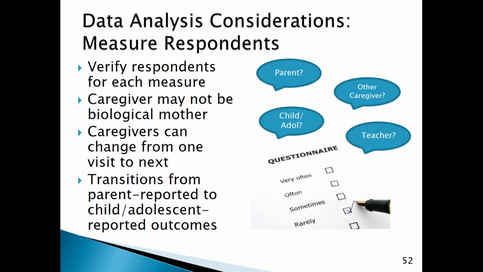Another point that I've mentioned throughout the presentation is to keep in mind who is responding to the measures that you're using. Make sure you verify which respondent it is, and sometimes this can change at different visits. For example, is it a parent, another caregiver, the child themselves, or a teacher? Again, the caregiver may not be the biological mother, and the caregiver can change from one visit to the next. Also, as the kids get older, there's a transition from just having parent-reported measures to starting to have the kids complete some of the measures themselves.